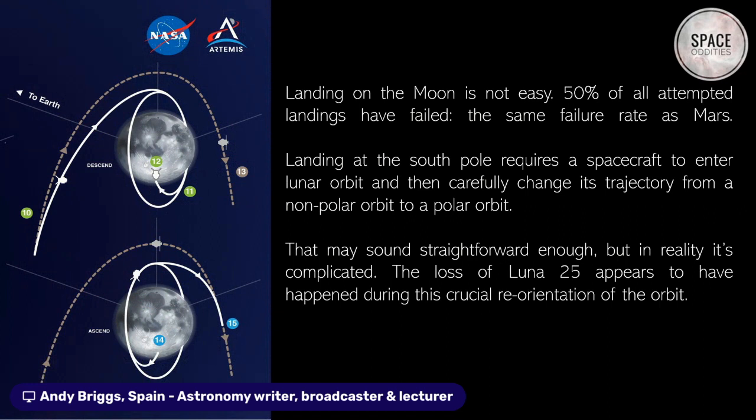So what you have to do is put your spacecraft into a normal, in inverted commas, orbit around the moon, a non-polar orbit, and then over time slowly change its orbit so that it becomes a polar orbit. Sounds easy, but actually it's quite complicated. And the loss of Luna 25 appears to have occurred during this crucial phase of changing the orbit into a polar orbit, ready for landing. We don't know exactly, but it looks like that's what happened.